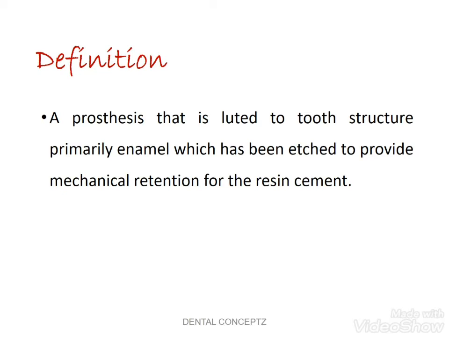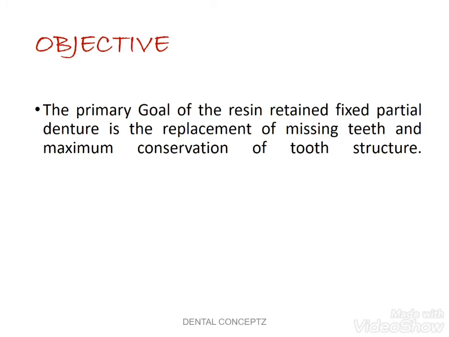So it can be defined as a prosthesis that is bonded to tooth structure, primarily enamel, which has been etched to provide mechanical retention for the resin cement. The primary goal of the resin retained fixed partial denture is the replacement of missing teeth and maximum conservation of tooth structure.